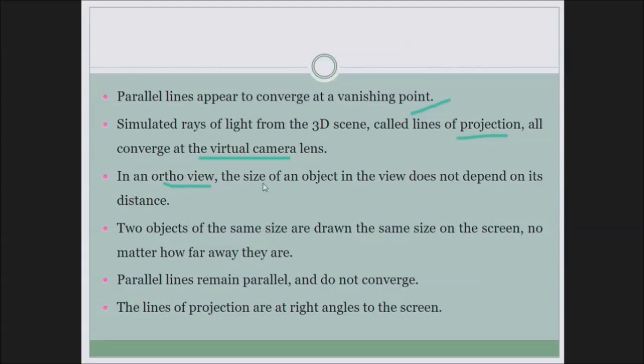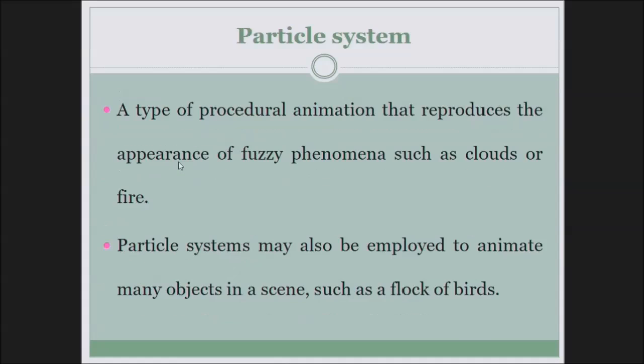So in an ortho view, the size of the object in the view does not depend on its distance. It will be the same. So 2 objects of the same size are drawn the same size on the screen, no matter how far away they are. Parallel lines remain parallel and they never converge. The lines of projection are at right angles to the screen.